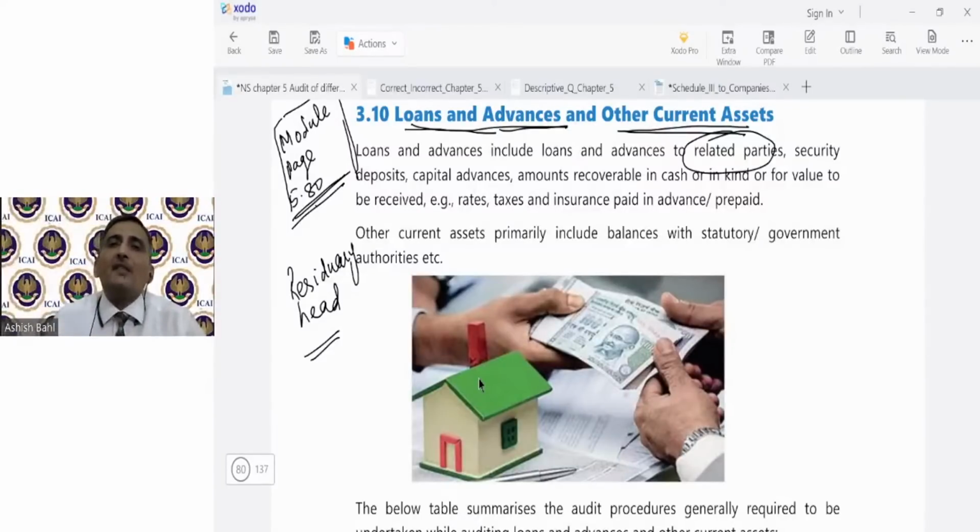Number one, it has nothing to do with the management. For all the students who are not familiar with the name CARO 2020, you would be reading about it in your chapter in Module 2, that is audit report. It is nothing but an order, and the full form of it is Companies Auditors Report Order.